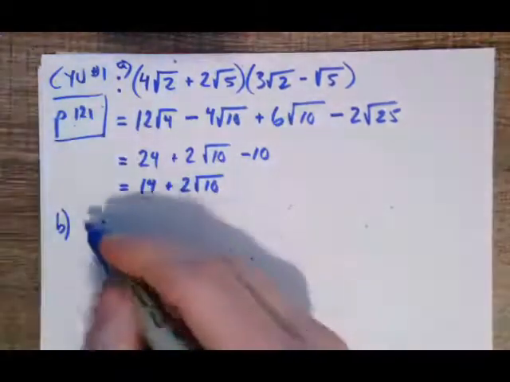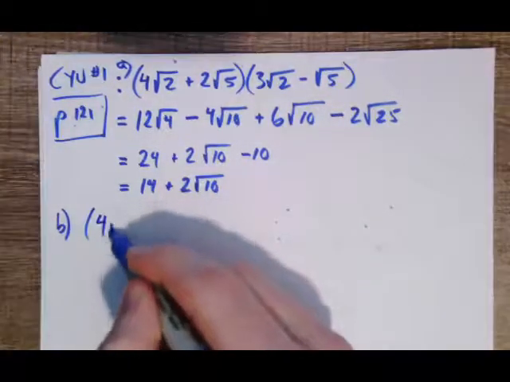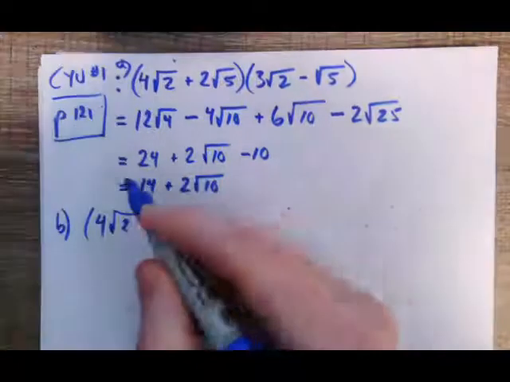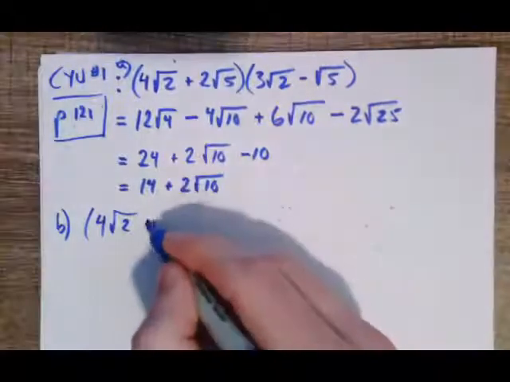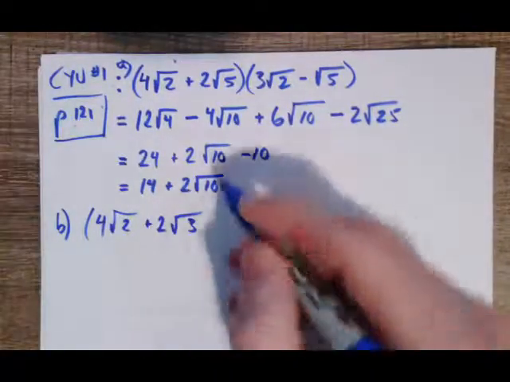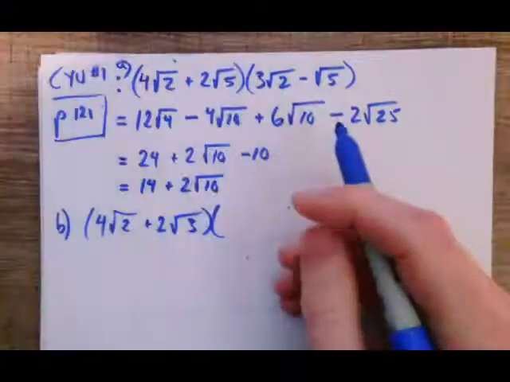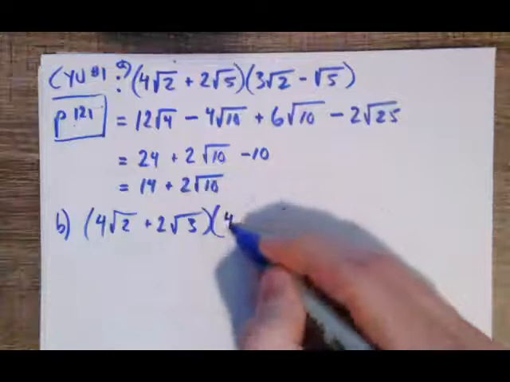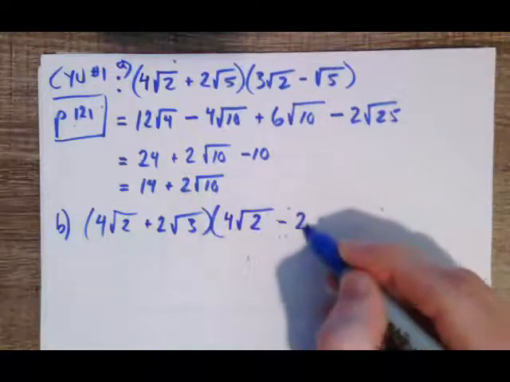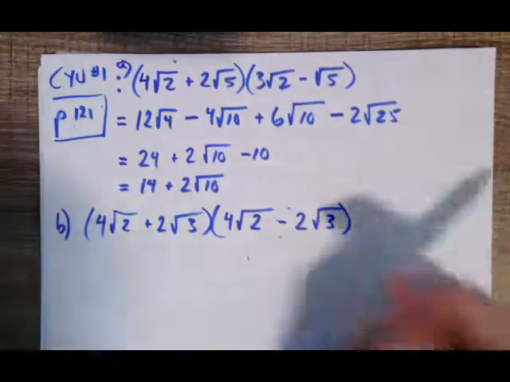Next one, B, 4 root 2, because I'm doing all of them. 4 root 2 plus 2 root 3, times 4 root 2 minus 2 root 3.